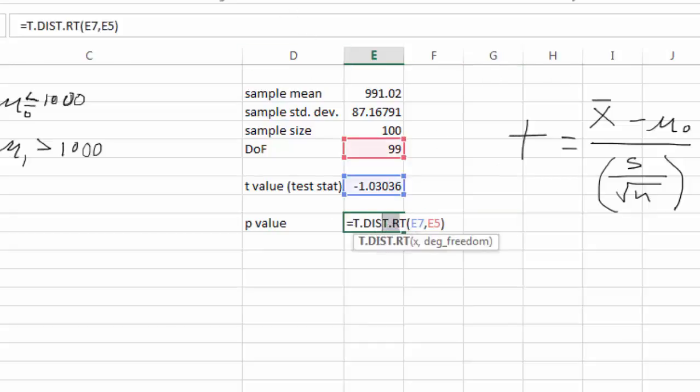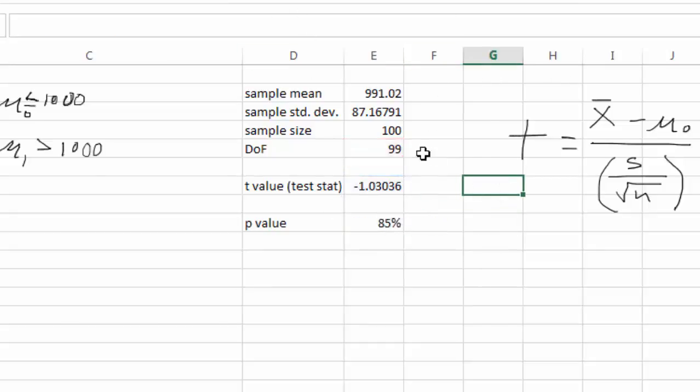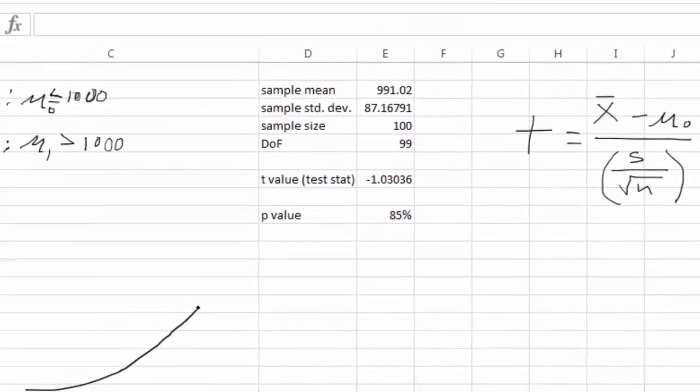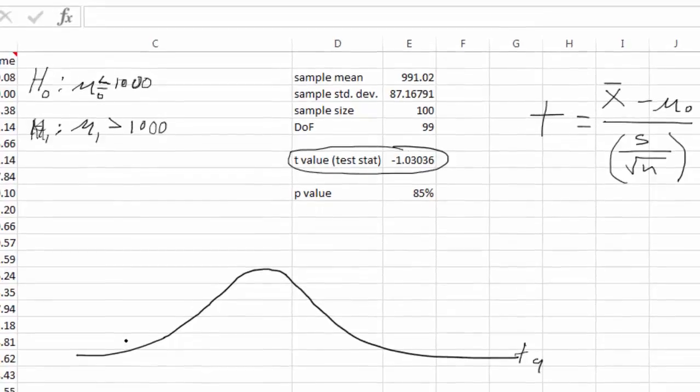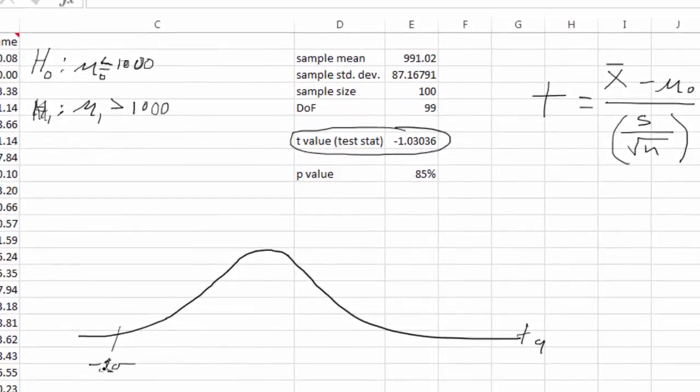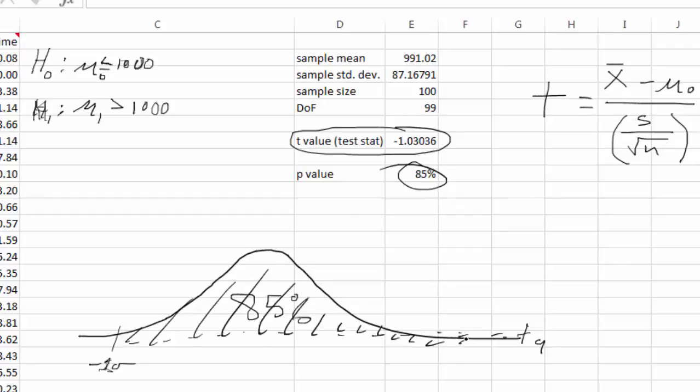And let me just remind us before we move on what this means in terms of the distribution. So there's our t-distribution. We'll call this t99. We have our test statistic out here at -1 standard error, and we're asking what's the probability that we're going to get something greater than that. Well, it's very likely. In fact, it's 85%. 85% of the observations occur to the right of that, including the true population mean.